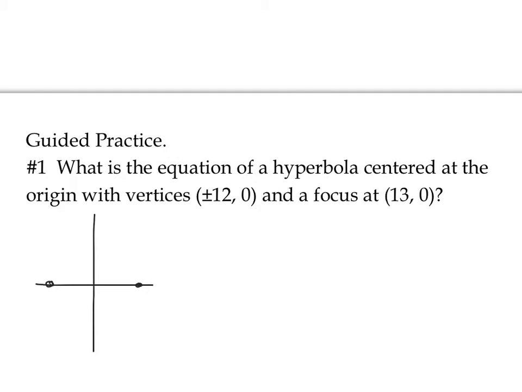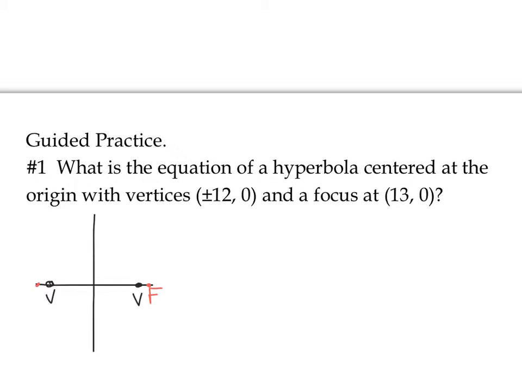12, 0 and negative 12, 0. That'd be the vertices, right? That's this right here. 12, 0, negative 12, 0. Focus at plus and minus 13. So that's going to be just outside it. That'd be a focus. That'd be 13, 0. There'd be another one over here at negative 13, 0 as well. Doesn't matter if they give us one or both of them.